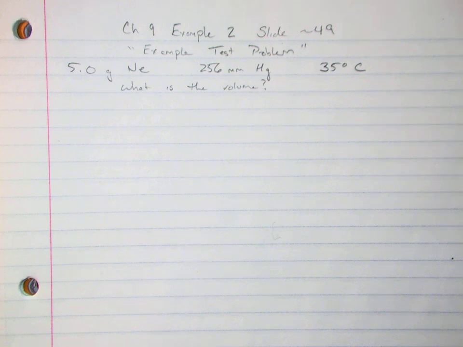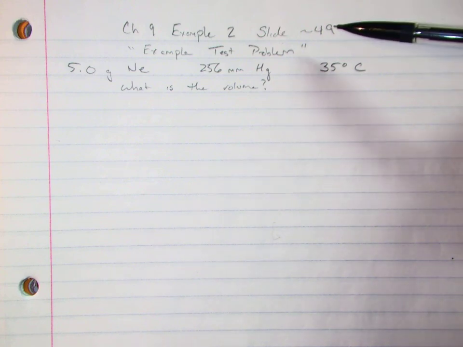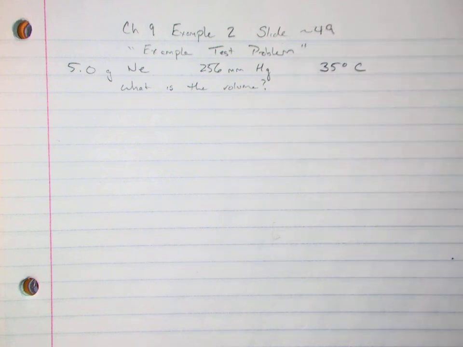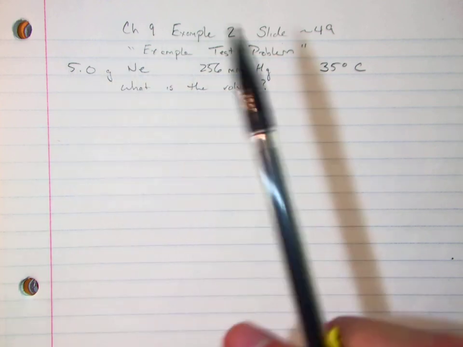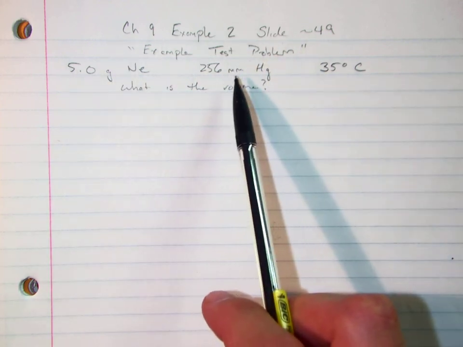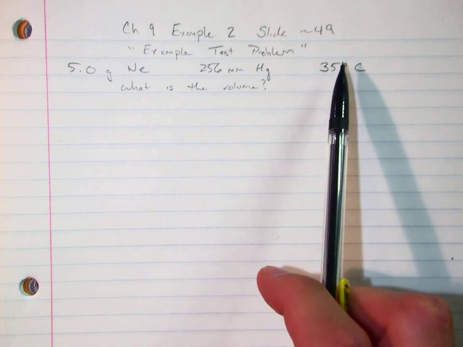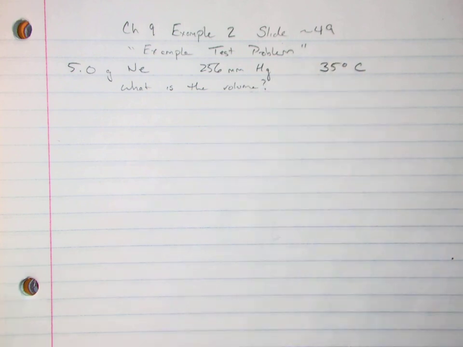In our second example problem in chapter 9, which comes around slide 49, labeled as an example test problem, we are given 5 grams of neon at a pressure of 256 millimeters of mercury and 35 degrees Celsius and asked to find the volume.